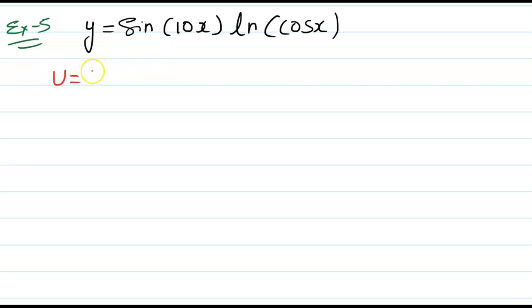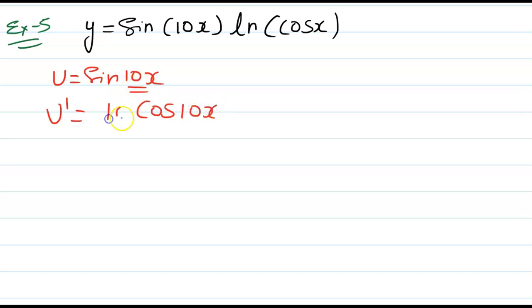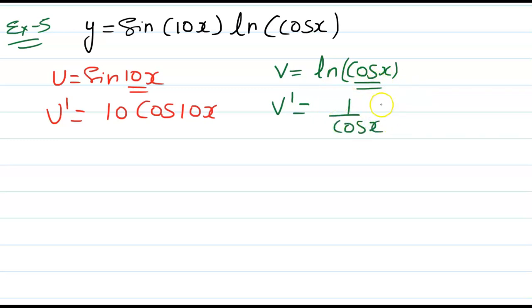So check your working. U is sine 10x. If we are finding u dash, sine 10x differentiation will be cos 10x, and differentiation of 10x will be 10. So this is u dash. Now we need to find v. V is ln cos x. We know differentiation of ln x is 1 upon x. So v dash will be, take cos x as u, so ln u will give 1 upon u, that is 1 over cos x, and differentiation of cos x will be sin x with minus sign. So it will be minus sin x over cos x, or you can write minus tan x, because sine over cos is tan x.